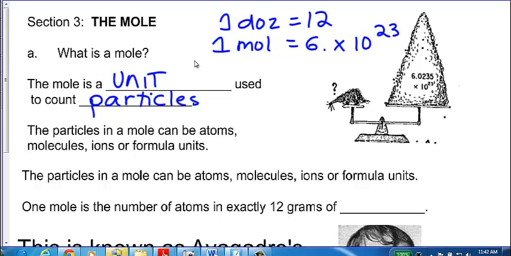So we use this made-up unit called a mole, which, by the way, I didn't forget the E. It's abbreviated MOL. It contains 6 times 10 to the 23rd atoms or particles. That's what a mole is equivalent to. Okay?